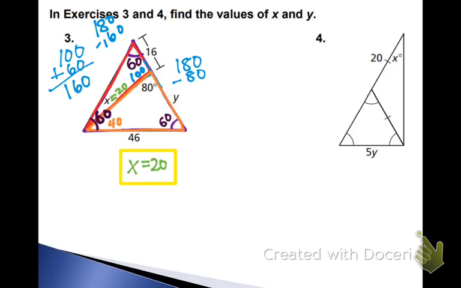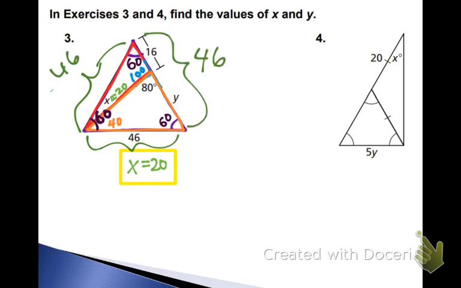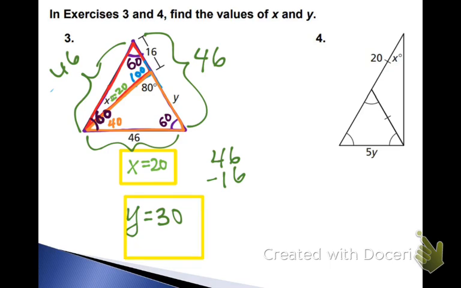Have we answered the question completely? No, we got to find y. Is y a side or an angle? It's a side. So I'm going to erase all on the outside. What's the length of each side? 46. So this side is also 46. So that means this entire side is 46. How much of the 46 is already shown? 16. So what do I do to find what remains? Subtract. So what is 46 minus 16? 30. Good.